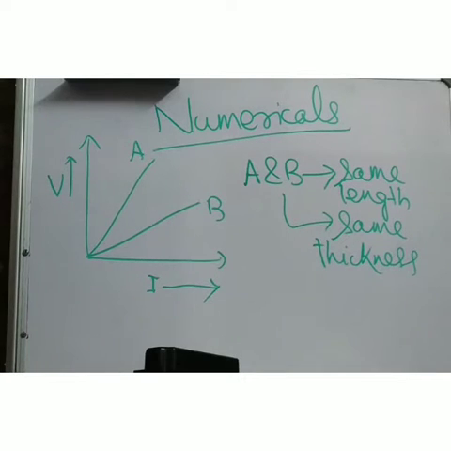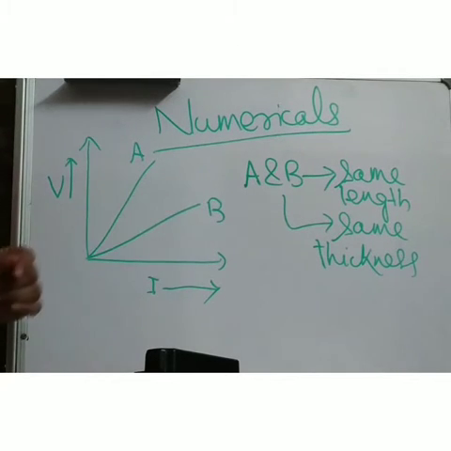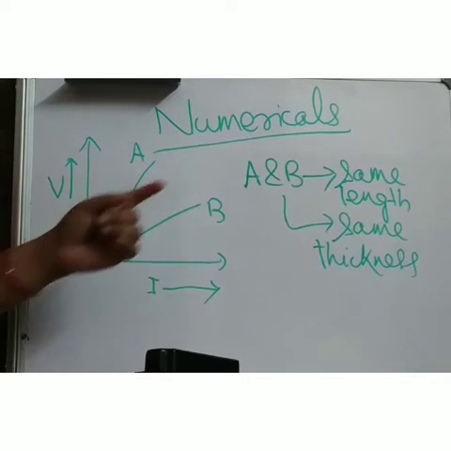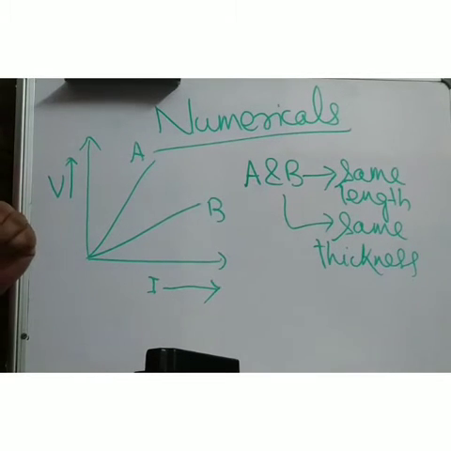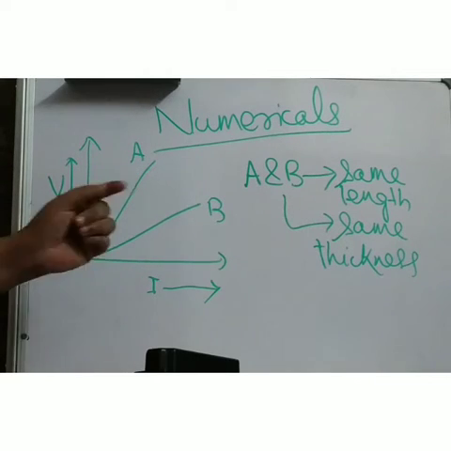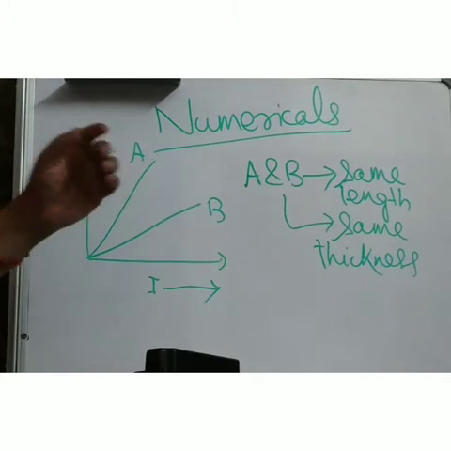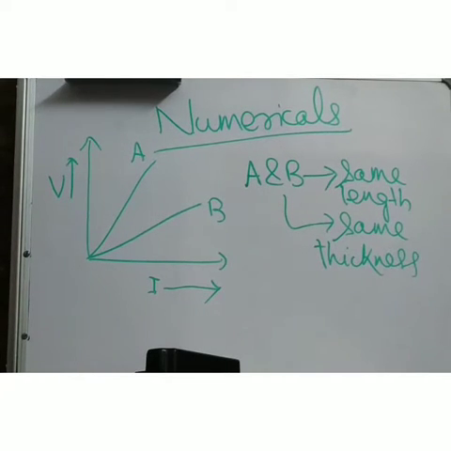In this question, a VI characteristic is given for two wires, wire A and wire B, and both the wires have the same length and same thickness. What you have to find out is which of these two wires is made up of a material having high resistivity. That you have to solve. Okay?